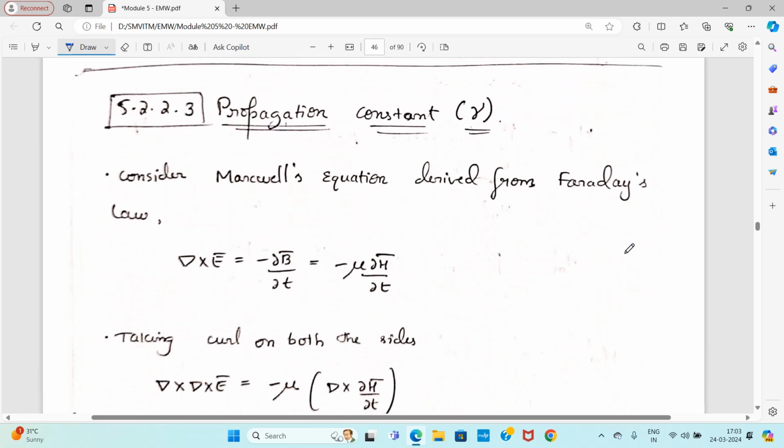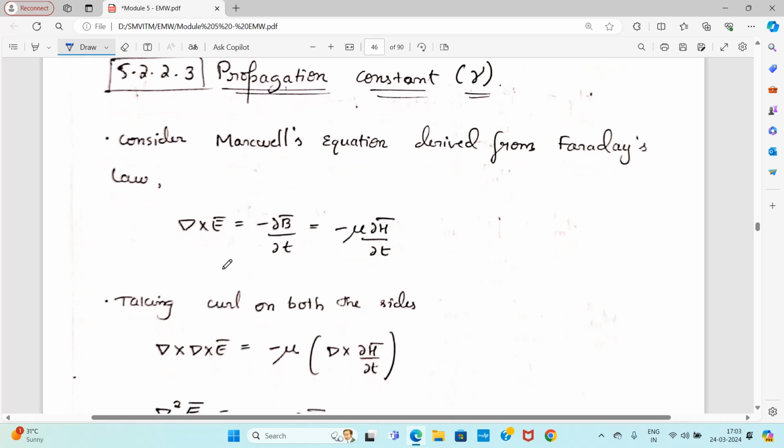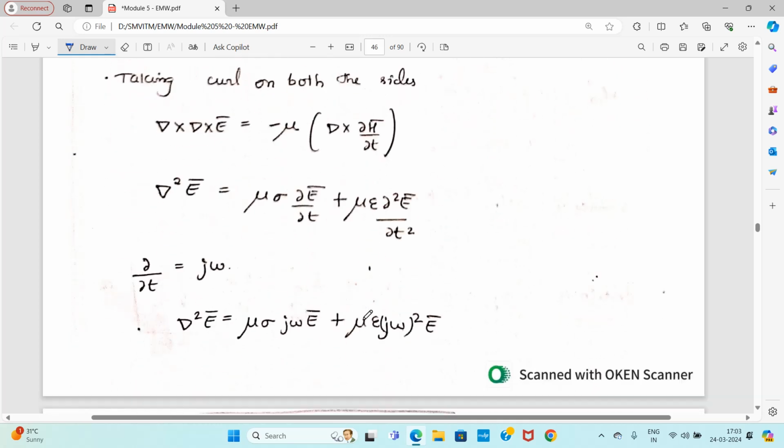Now going to the third one, propagation constant γ. Here is a derivation for that. The propagation constant derivation is done with the help of this ∇²E equation, again del cross E, that is your Maxwell's equation. So ∇×E is equal to −μ ∂H/∂t. Take curl on both the sides. And the ∇×H equation is σE plus ε ∂E/∂t. Once you take curl, in place of ∇×H you are substituting this. That is how we got this equation.